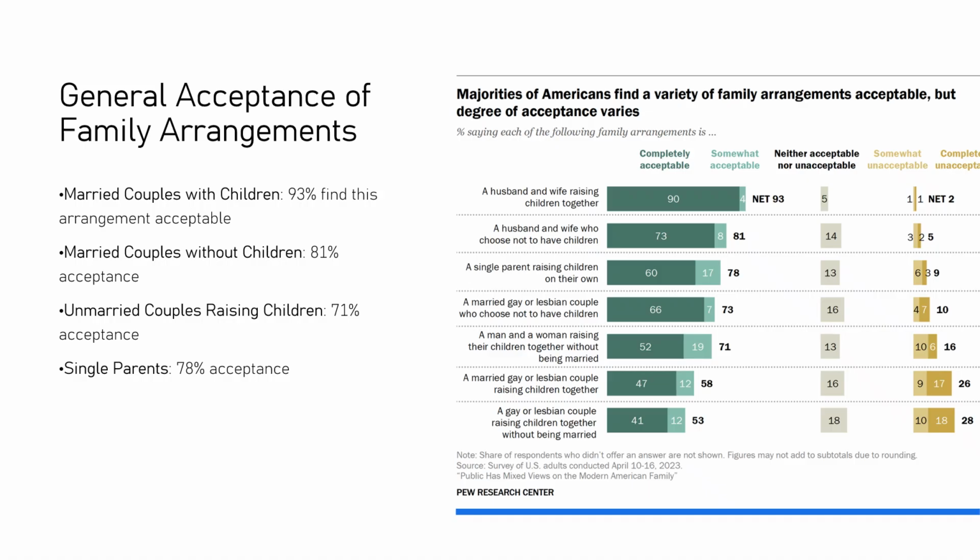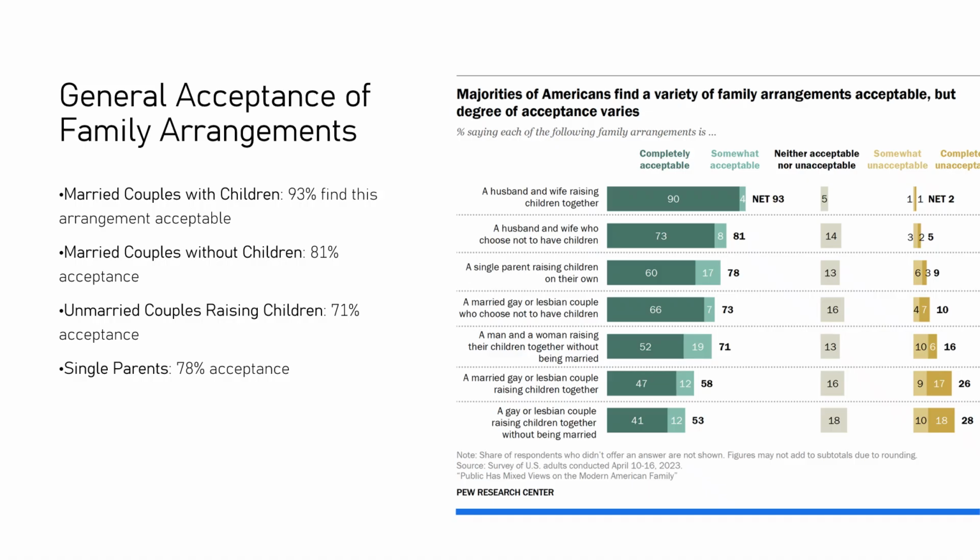While slightly less accepted than couples with children, this arrangement still enjoys substantial support from the public, indicating a recognition of diverse family choices. Acceptance drops to 71% for unmarried couples raising children. Although a majority still finds this arrangement acceptable, it suggests that marital status plays a significant role in societal perceptions of family legitimacy at this time. 78% of Americans find single parents raising children on their own to be an acceptable family arrangement. This also reflects the growing recognition and support for the challenging realities faced by single parent families.